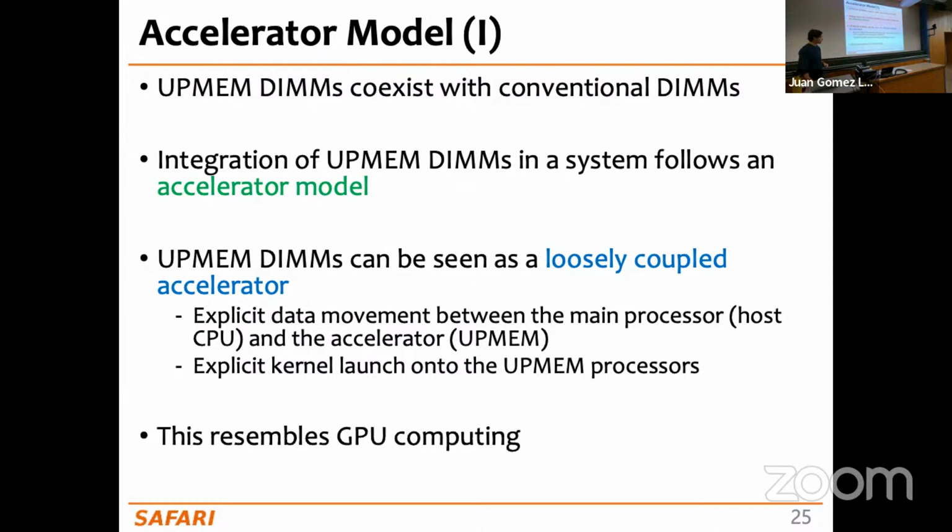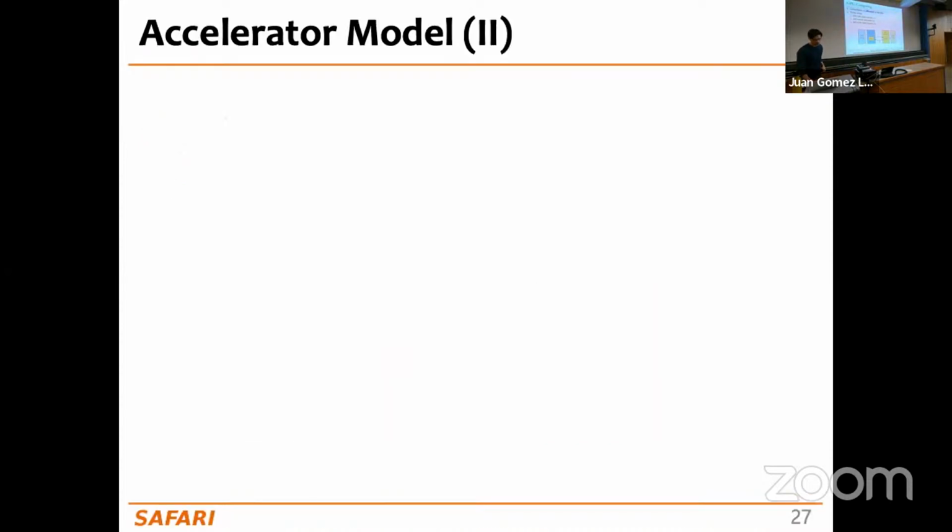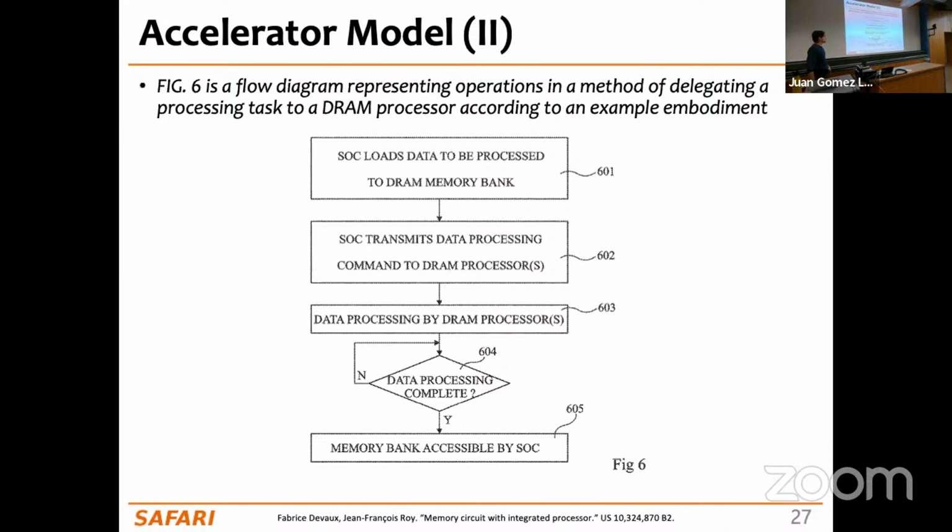And indeed, this way of using the UPMEM system resembles GPU computing, exactly because of the same reason, right? In GPU computing, if we are using discrete GPUs, we move data from the CPU memory to the GPU memory, then compute, and then return the results to the CPU memory. So that's what we are doing here.